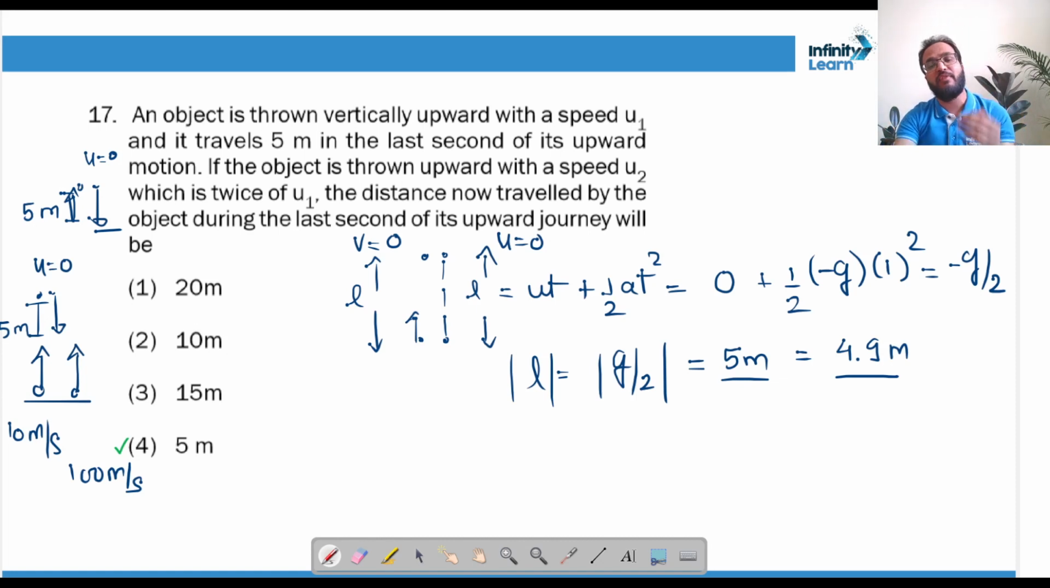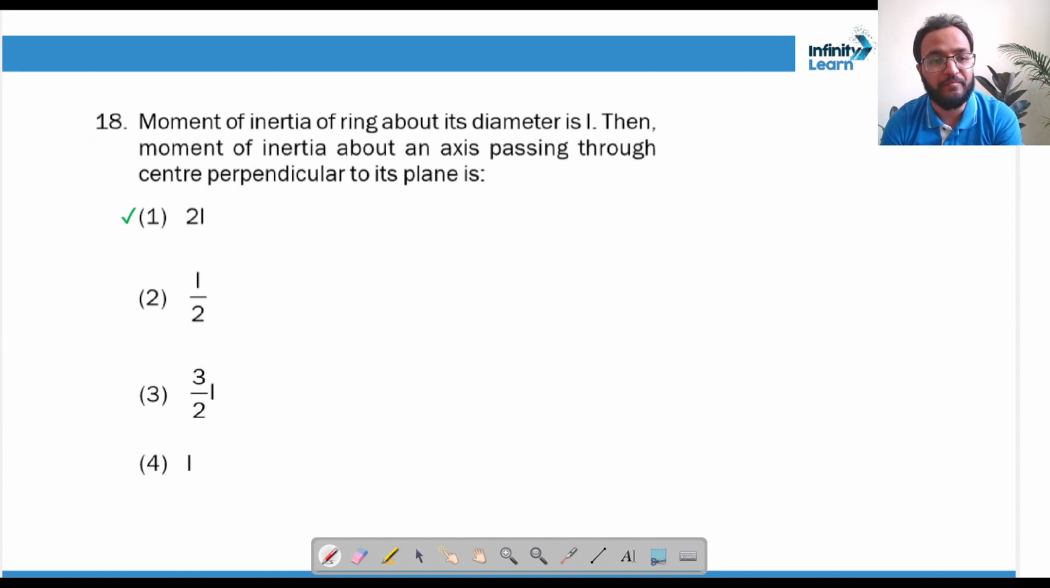It doesn't matter whether you throw it with U1 or U2, the answer will still remain the same, that is 5 meters, okay?